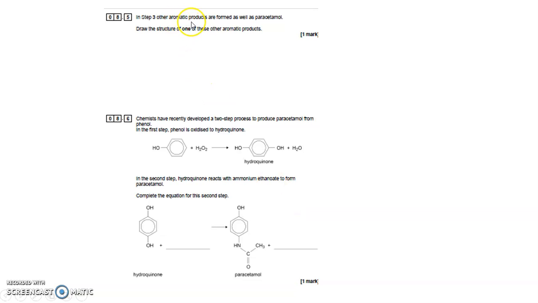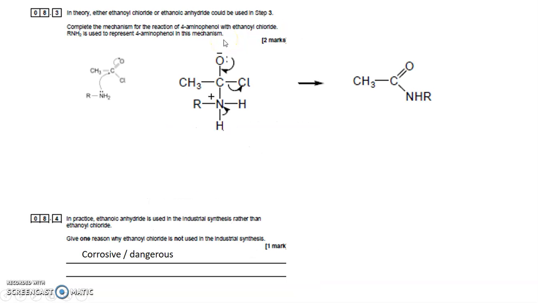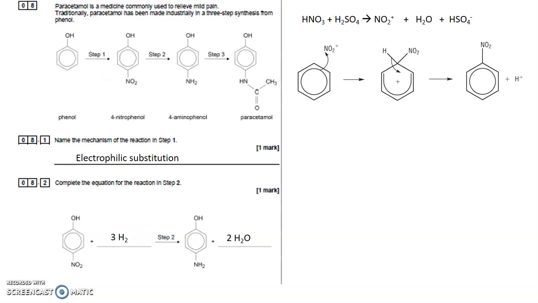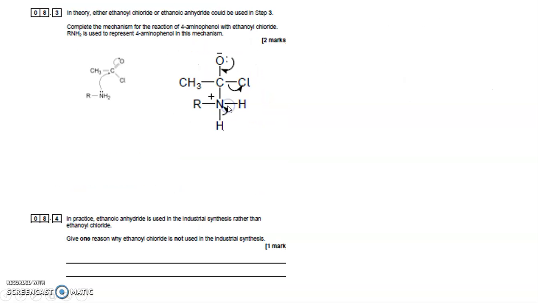In step 3, other aromatic products are formed as well as paracetamol. Draw the structure of one of these other aromatic products. Well, let's go back and have a look at step 3. So the ethanoyl chloride is bonding to that N. So the lone pair of electrons on the N is bonding to the C of the COCl in an addition elimination reaction. However, there's a lone pair of electrons on that oxygen as well, so there's no reason why the oxygen couldn't bond to the COCl group, and this could form an ester. I'll show you what I mean here.